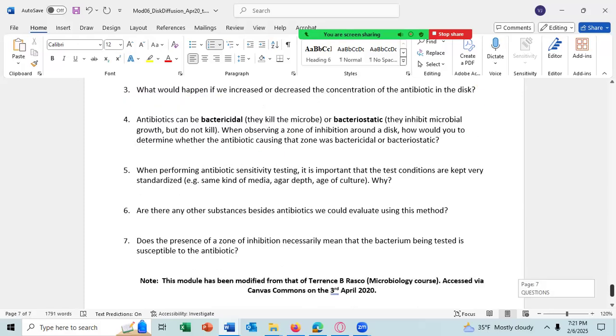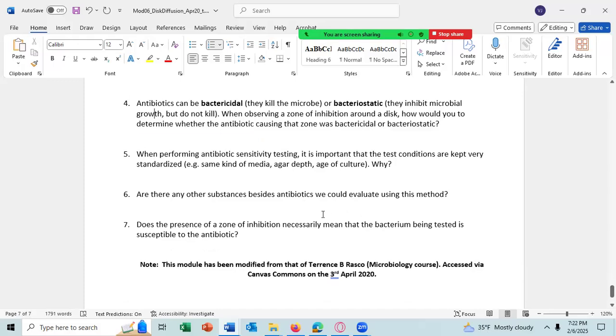6, are there other substances besides antibiotics that we could evaluate using this method? By this method, they mean the Kirby-Bauer diffusion method. And you should name at least one substance that we can use the Kirby-Bauer method on to evaluate it. And it cannot be an antibiotic. So don't tell me something like penicillin G or penicillin V.